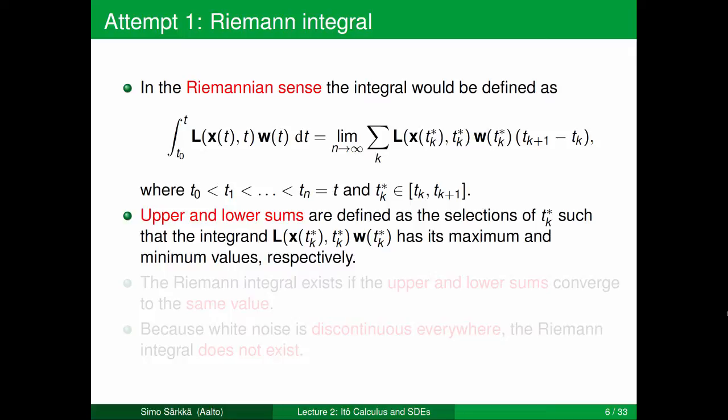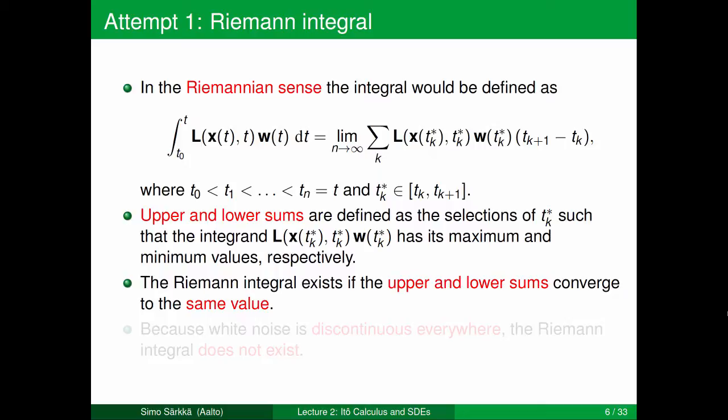Upper and lower sums are defined to be selections of t star such that the integral L(x(t*)) w(t*) has its maximum value or minimum value at these evaluation points. So the upper sum corresponds to the maximum and the lower sum to the minimum.